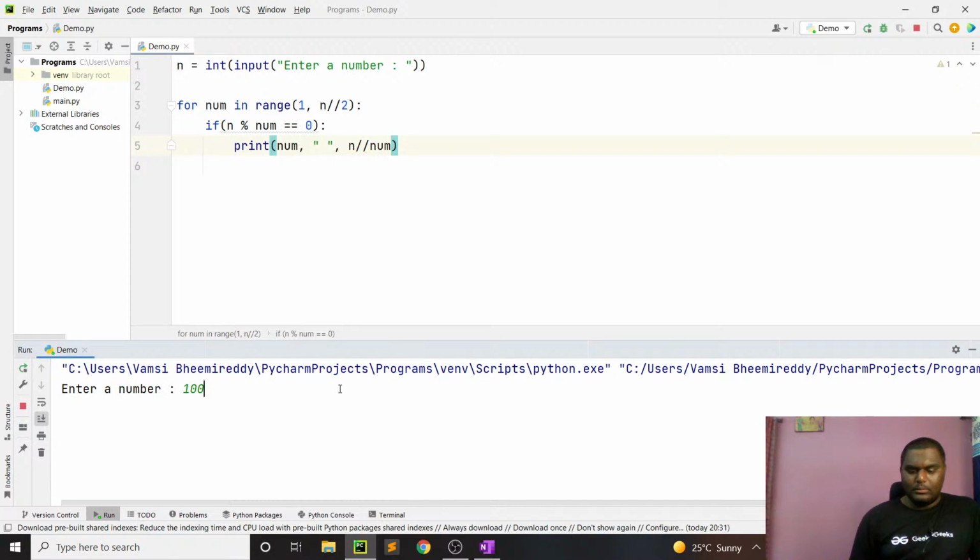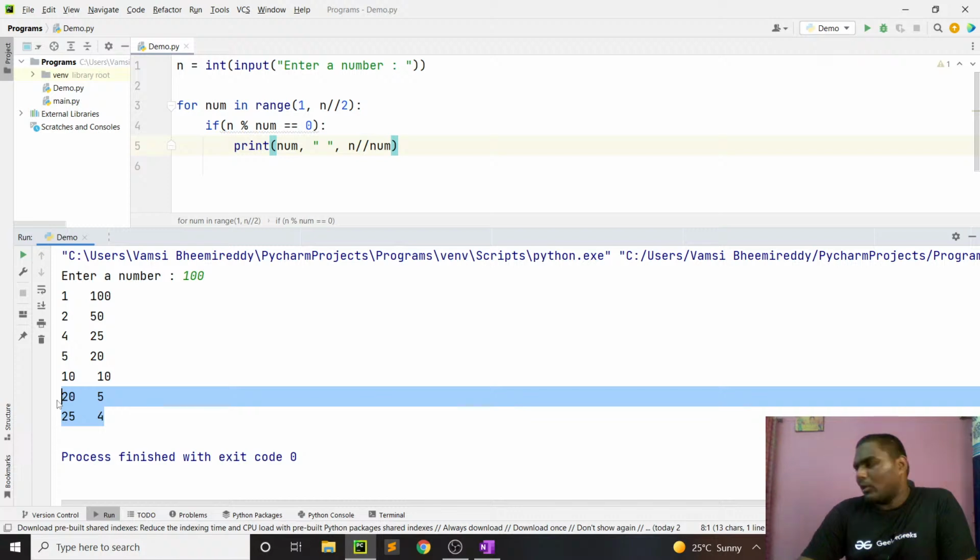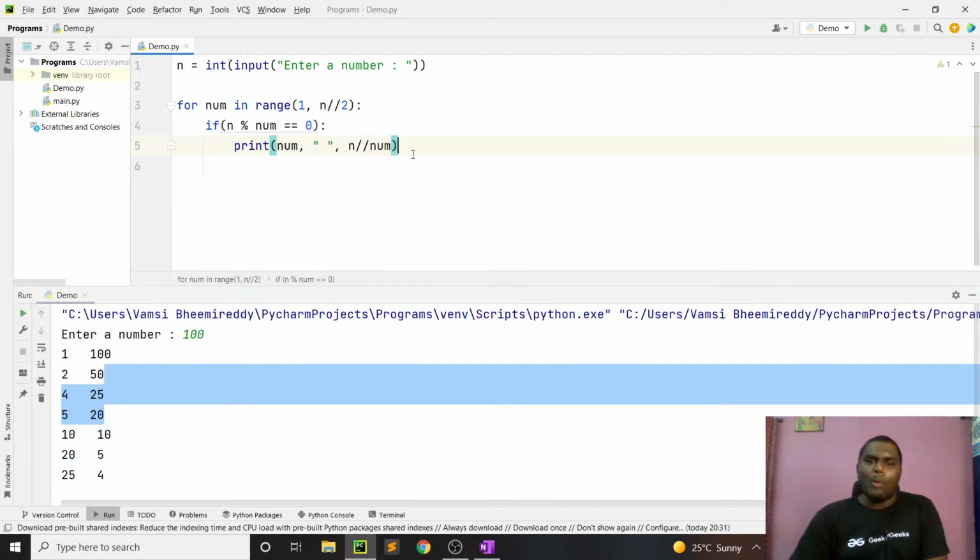So what I got, this is expected, but these are unexpected, right? We are not interested in these numbers, because we are repeating them. We have seen them here. So by witnessing this particular output, can I say that we don't even need to traverse till n by 2? So still there is an optimization that we can do.